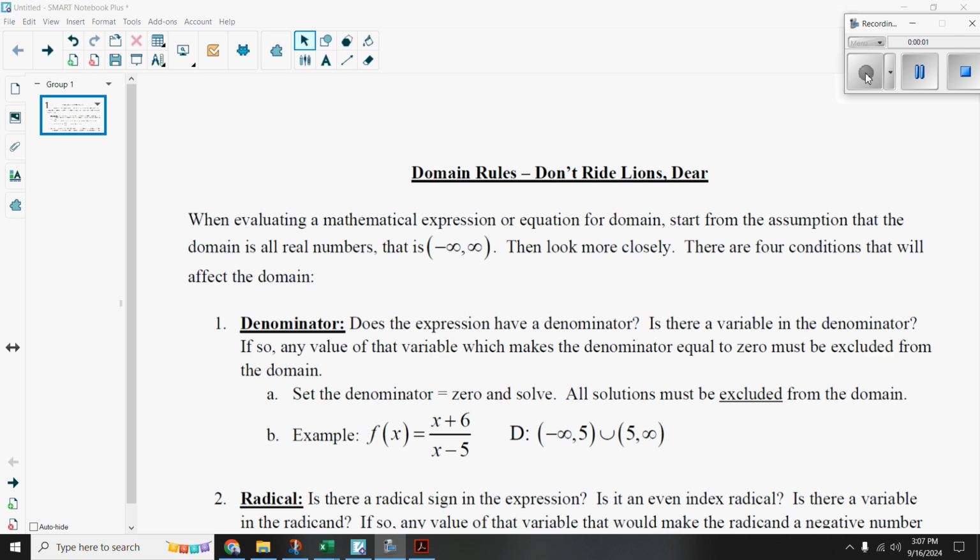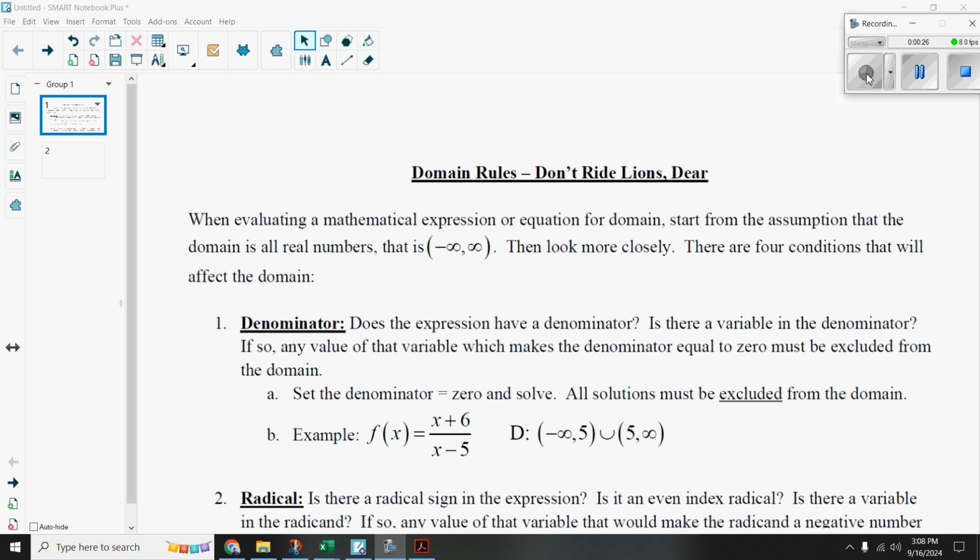This presentation on domain rules will make a lot more sense. You'll be able to follow it a lot better if you have the handout, which I will put a link to a PDF in the YouTube box. And it should look something like this. That'll help it make a lot more sense.